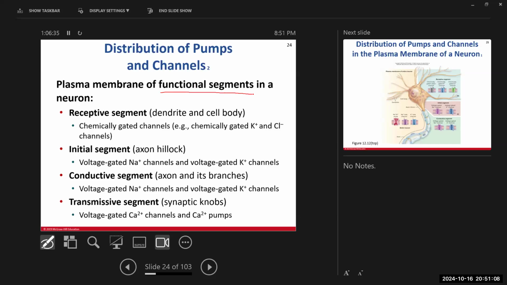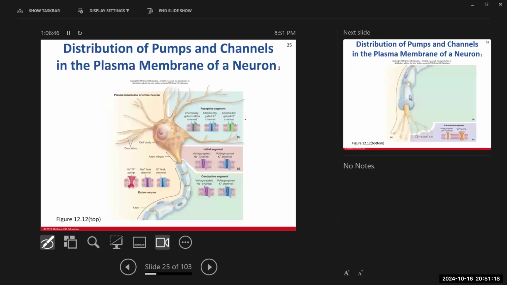Now, anatomically, if we were talking about these segments, we would refer to them as, for example, the receptive segment is made up of the dendrites and the cell body. That would be this here. There's the cell body and all the dendrites. So that's the receptive segment.